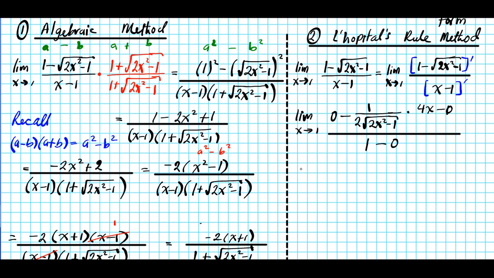Alrighty. Now let's simplify. So we have the limit as x approaches 1 of, we can carry out a reduction here. 4x and the 2 can divide out. Let me not do that yet. Let me just rewrite it first so that nobody gets confused. So we have negative 4x divided by 2 root 2x squared minus 1.